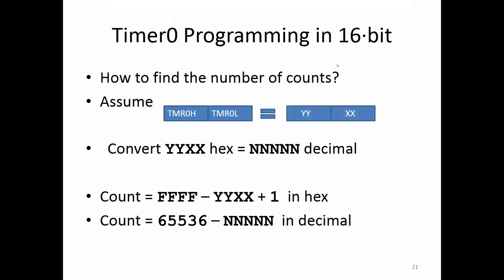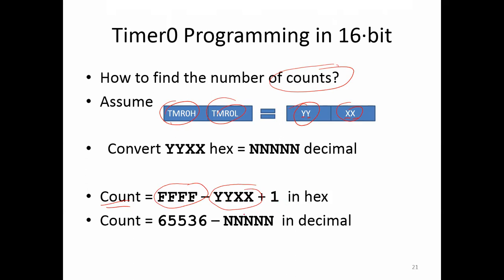So how to find the number of counts? We have seen this. Assume the timer 0 low and the timer 0 high. Here we have 4 nibbles, so we need 2 bytes. Let's suppose that we call them YYXX. XX is the value of timer 0 low, and YY is timer 0 high. So how to find this number? We can work in hexadecimal or in decimal. In hexadecimal, the number of counts will be the largest value, FFFF, minus the number of counts plus 1.